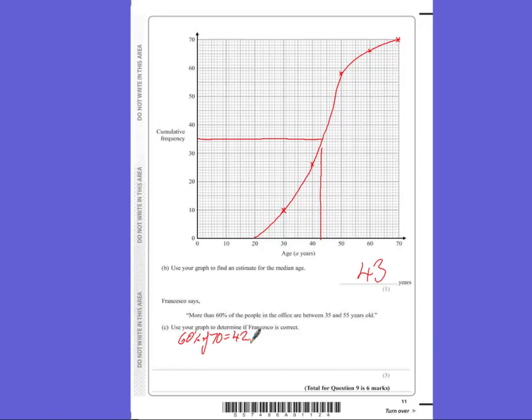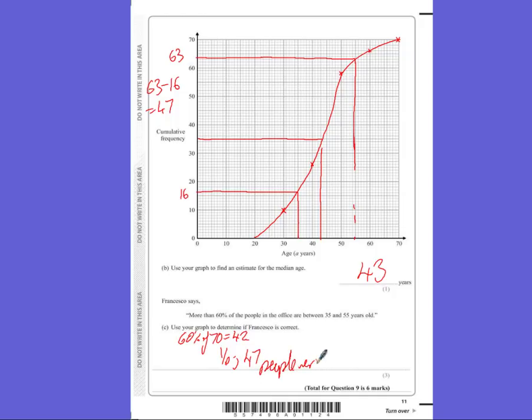So if we look at our graph, age 35, we'll go up here and read off, which means there were 16 people or less. At 55, which is just here, we go up again, put your lines in. We've got 63 people, so 63 take away 16 would be 47 people between that. So there are 47 people. So it says more than 60% of the people were aged between 35 and 55 years old, and there were 47 people. So he's absolutely right. So yes, 47 people were between 35 and 55, where 60% was only 42.